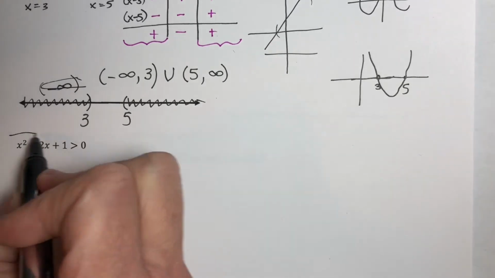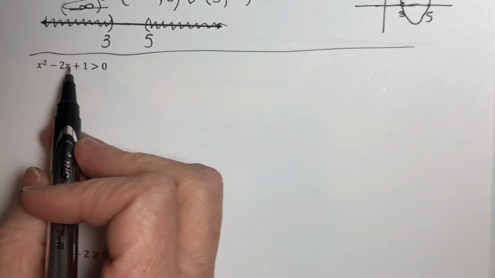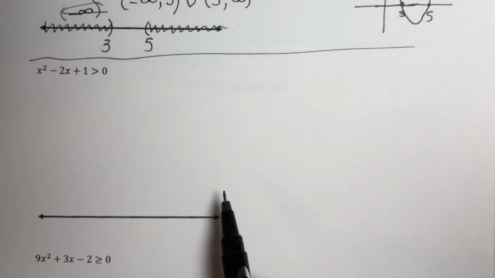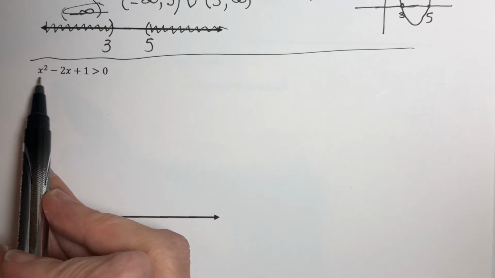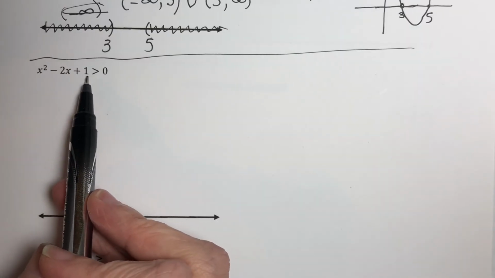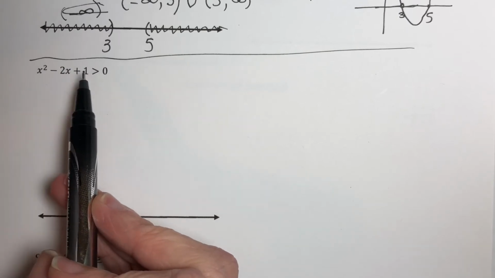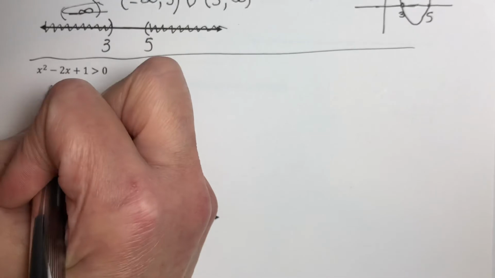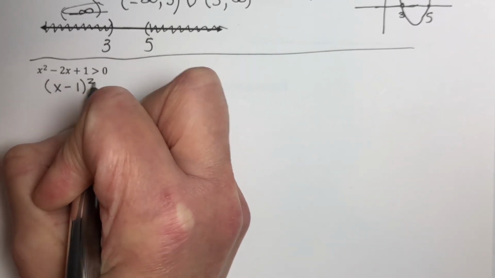Okay, so let's try this one. X squared minus 2x plus 1 is greater than 0. The first thing we need is a 0, and we have that. Now we want to factor this. Well, 1 is a perfect square, and if I multiply x and 1 together, I get just x, and if I double that, I get 2x. So that means this is a perfect square trinomial that factors as x minus 1 squared greater than 0.